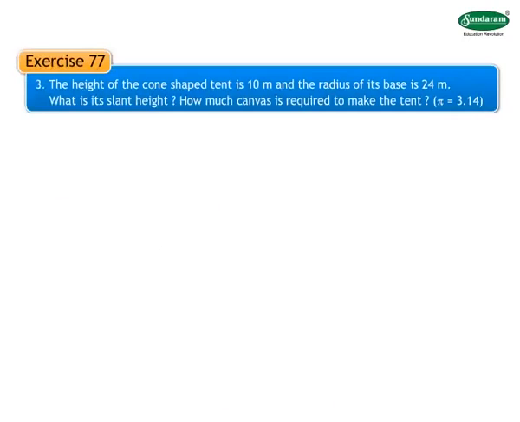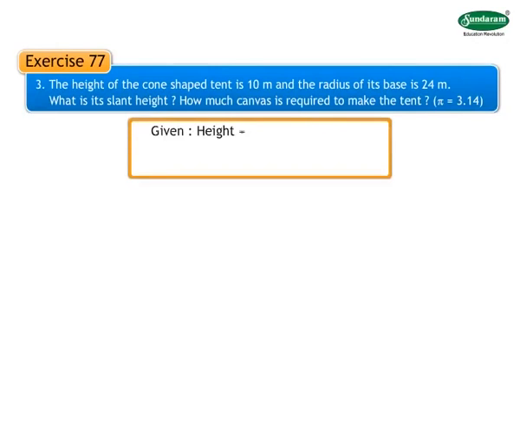3. The height of the cone-shaped tent is 10 meter and the radius of its base is 24 meter. What is its slant height? How much canvas is required to make the tent? Pi is equal to 3.14. Given height is equal to 10 meter, radius is equal to 24 meter, slant height is equal to question mark. Curved surface area is equal to question mark. In this sum, we will first find the slant height.